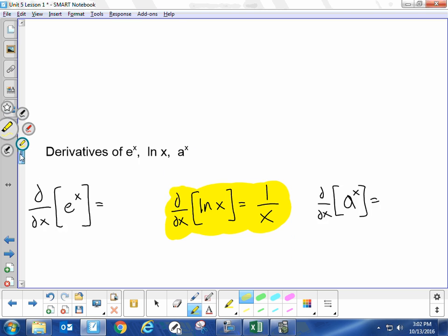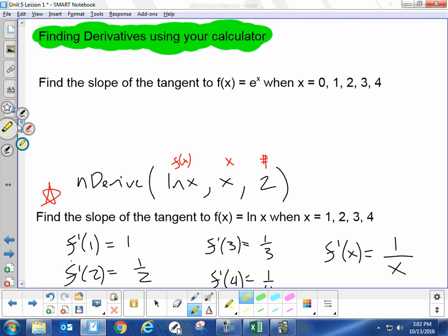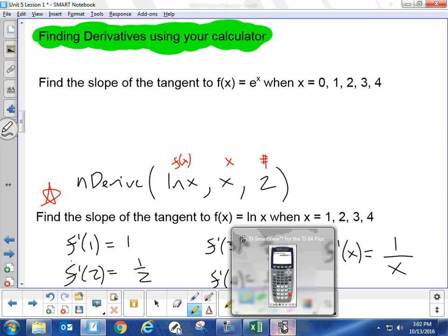Let's do the same kind of process for e. Let's find the derivative using our calculator for e at 0, 1, 2, 3, and 4. Again, you can either graph it or do it in your home screen. Both ways are quick. Once you plug it in once in your home screen, you can just reselect and change the number. How do you reset? Go up, up, enter. Then left, 2.